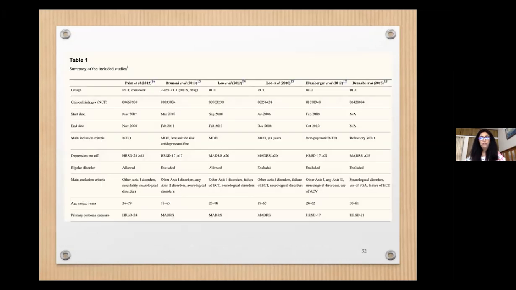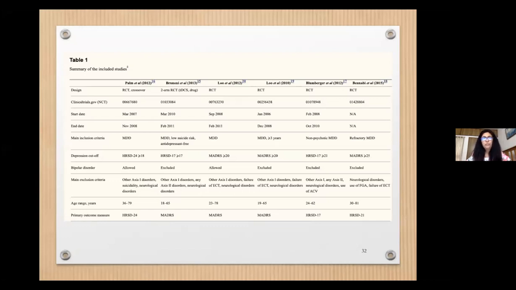Okay, so once you have selected the studies, then you need to make your Table 1. In your RCT, when you make your Table 1, it contains the baseline characteristics of your participants, right? Same here, the participants are studies. So here also you will include the baseline characteristics. Here we have the names of the studies on top, and on the left side column we have details like the study design, the registry we were talking about, the start date, the end date, the main inclusion criteria, and the depression cutoff level.